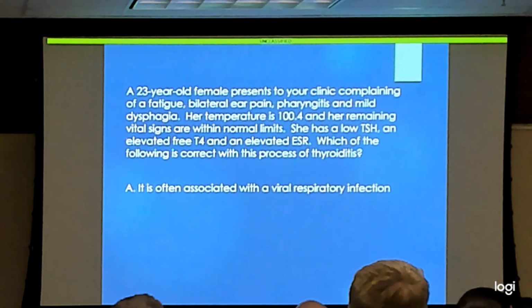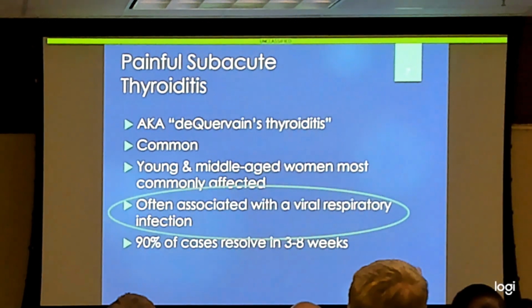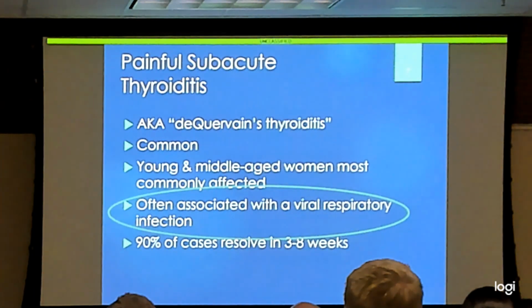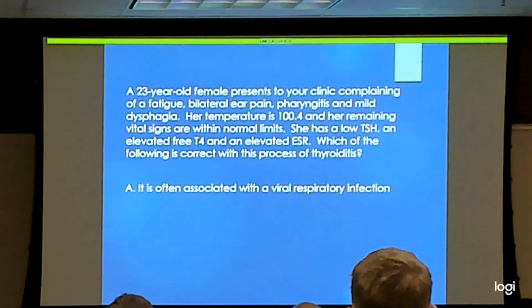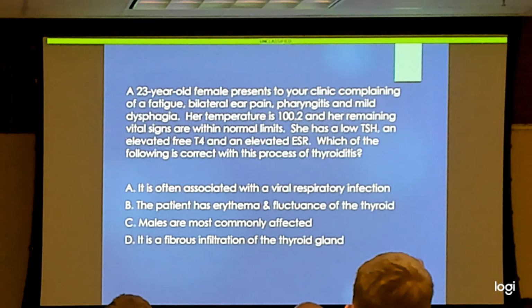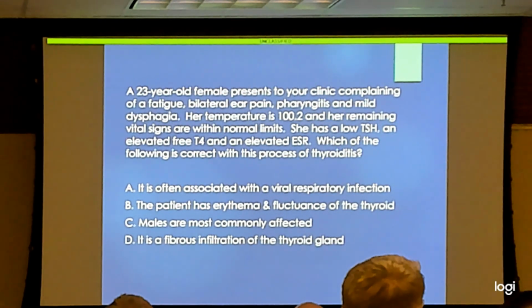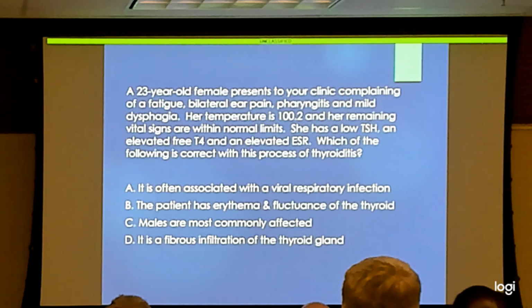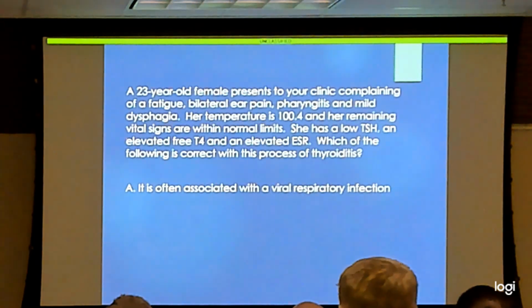And this is what I call painful subacute thyroiditis. Good job. I was going to say it's a virus infection. So what would be the one with erythema and fluctuance of the thyroid, and the temperature would probably be way higher? Which one would that be? Suppurative. Very good. Infectious suppurative. I put both on, that's fine. Okay, good. All right.